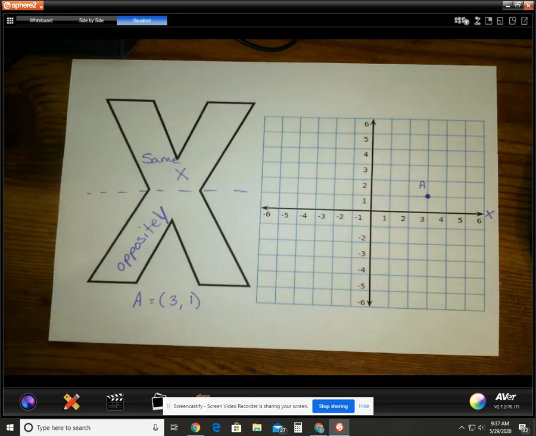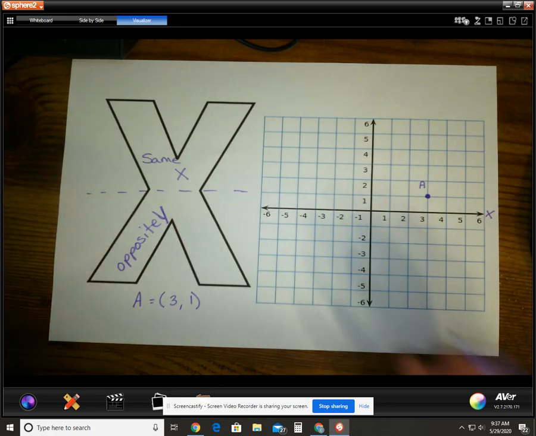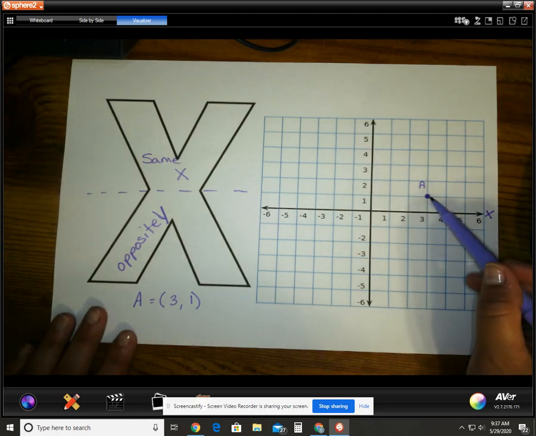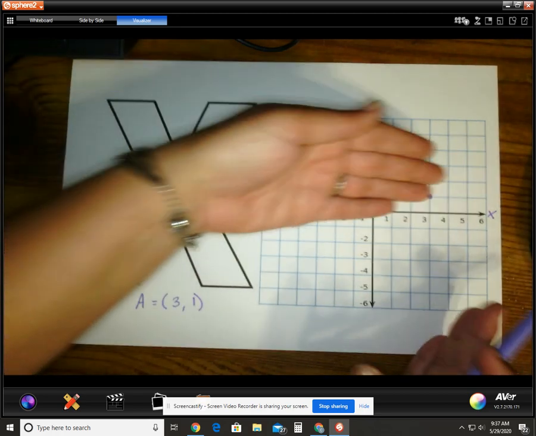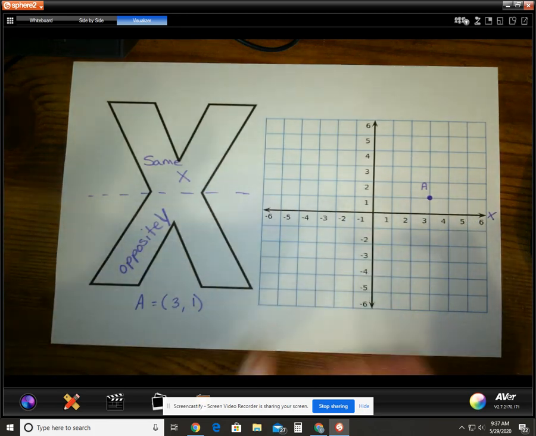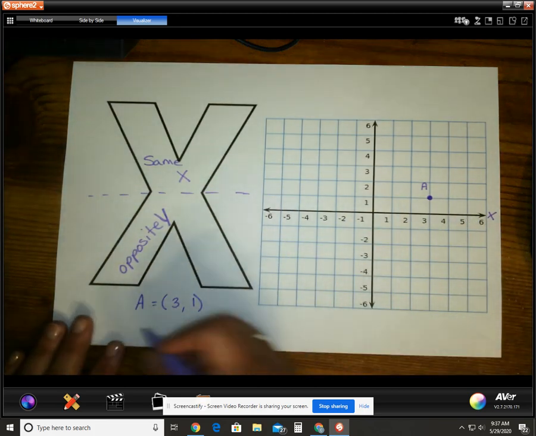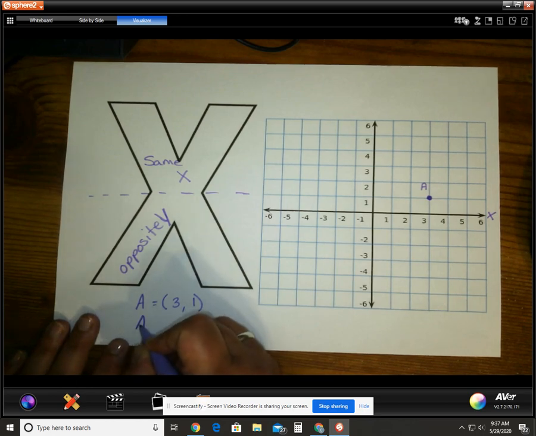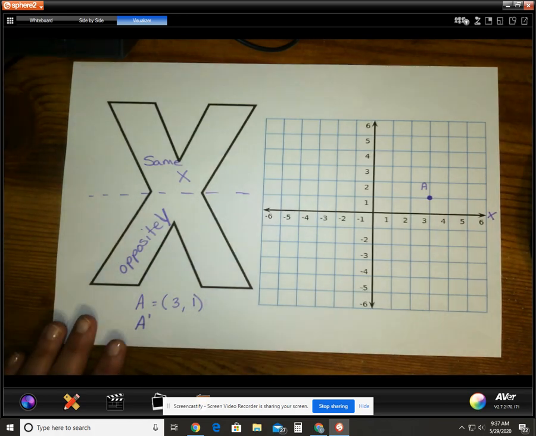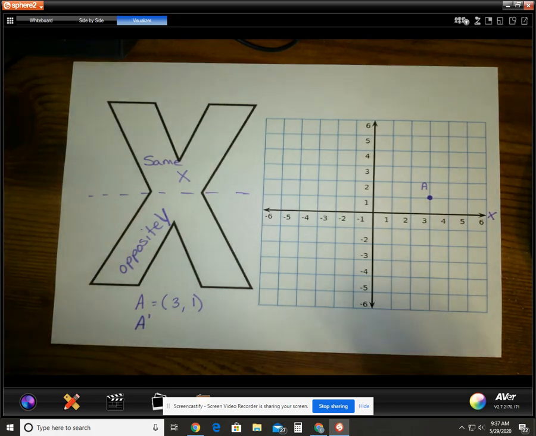If I'm asking you to reflect A over the x-axis, that means I want you to make a point. Pretend this is a dot of paint and we're folding the paper over the x-axis, and I want to know where that other dot of paint is going to come up. The reflection is called A prime. Do you see the little mark there that I put there? It's called prime. And we are showing that that's a reflection with the prime.